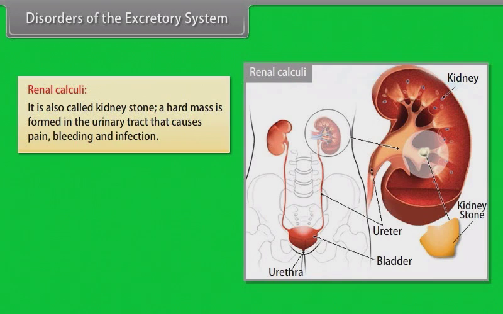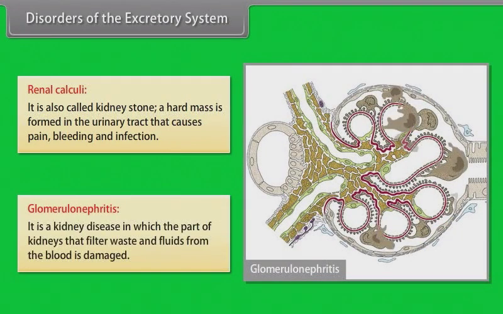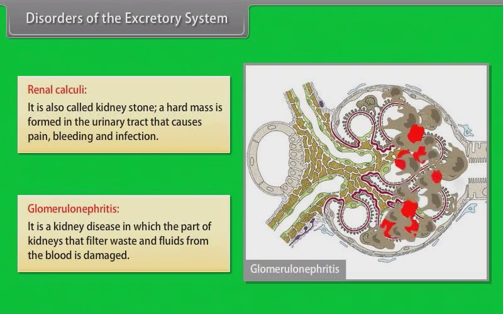Renal calculi. It is also called kidney stone. A hard mass is formed in the urinary tract that causes pain, bleeding, and infection. Glomerulonephritis. It is a kidney disease in which the part of the kidneys that filters waste and fluids from the blood is damaged.